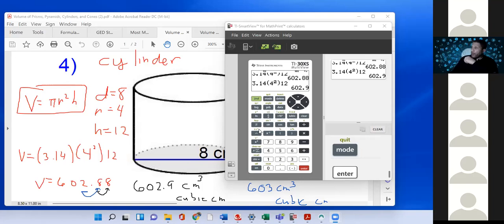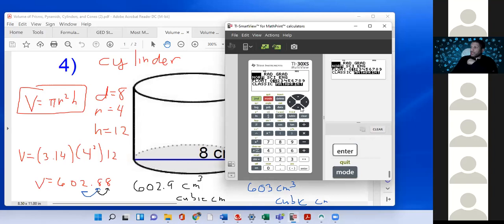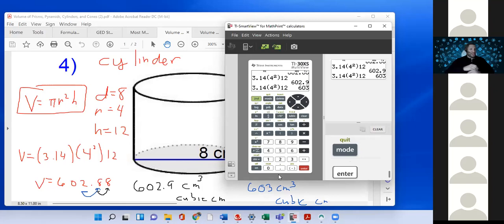Watch this. I'm going to show you something. I'm going to hit mode again. This time I'm going to go down to float. If I want to round off to the nearest whole number, that's 0 decimal places. So I'm going to go over to the 0 and press enter. Then I'm going to hit second, mode to quit, and press enter. Rounded off to the nearest whole number, 603.